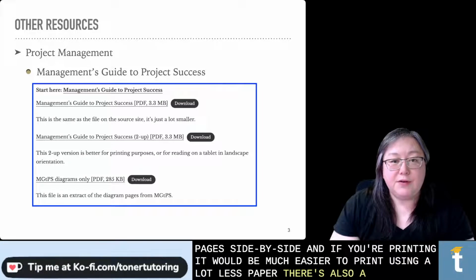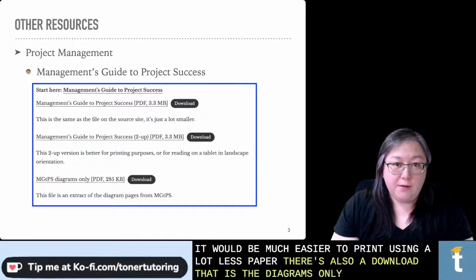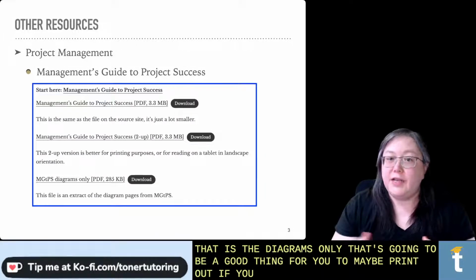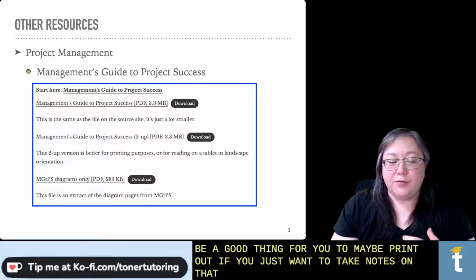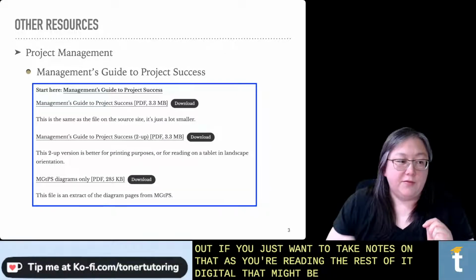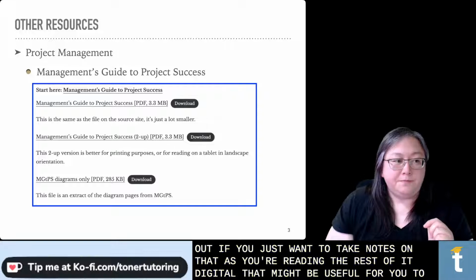There's also a download that is the diagrams only. So that's going to be a good thing for you to maybe print out if you just want to take notes on that as you're reading the rest of it on digital. That might be useful for you too.